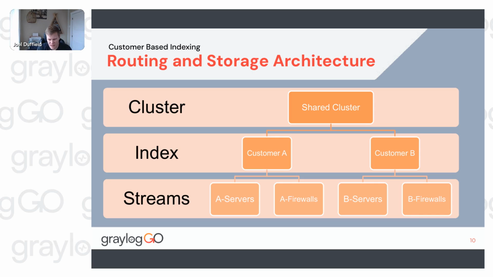The benefit of this way of breaking it up is that we can control different retention periods for different customers. So customer A has a requirement that they have to keep all of their data for 90 days. Customer B only needs to keep it for 30 days. We can set that independently because they each have their own index, and they can still use the streams to only look at the data they want.